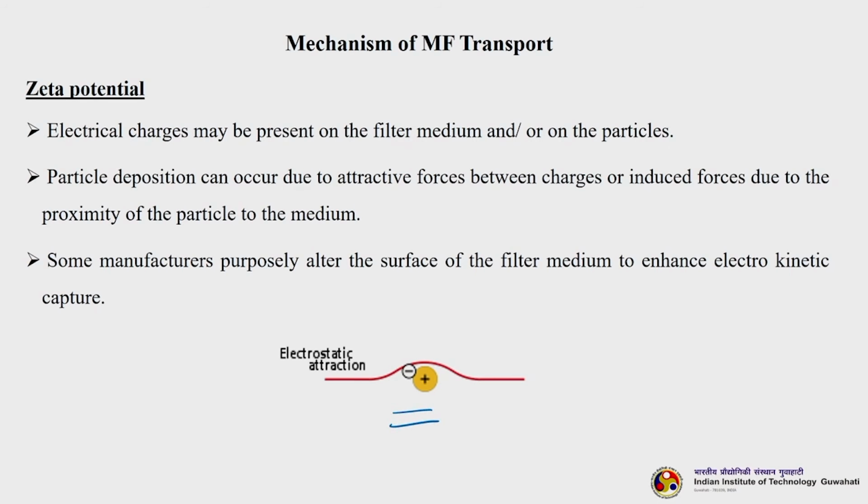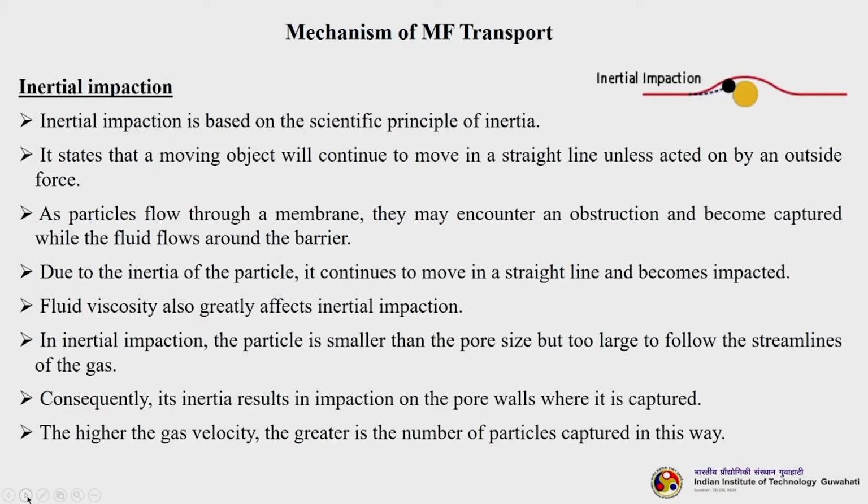The next is inertial impaction. So, what is happening here? Inertial impaction is based on the scientific principle of inertia, which states that a moving object will continue to move in a straight line unless acted on by an outside force. It will keep on moving unless a force is applied to counter it. As particles flow through the membrane, they may encounter an obstruction and become captured while the fluid flows around the barrier. Due to the inertia of the particle, it continues to move in a straight line and becomes impacted.